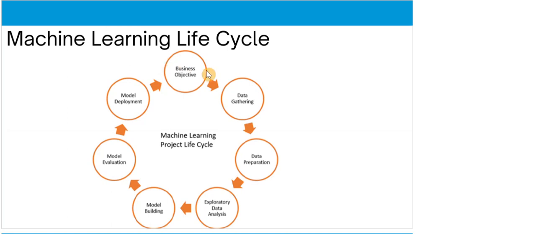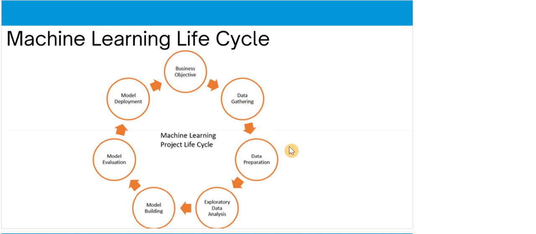And then you have to gather the data. We already know data is a very important input for machine learning algorithms. The data can be gathered in different ways. You can gather the data from the clients, you can gather the data from the web. And then you have to prepare the data.